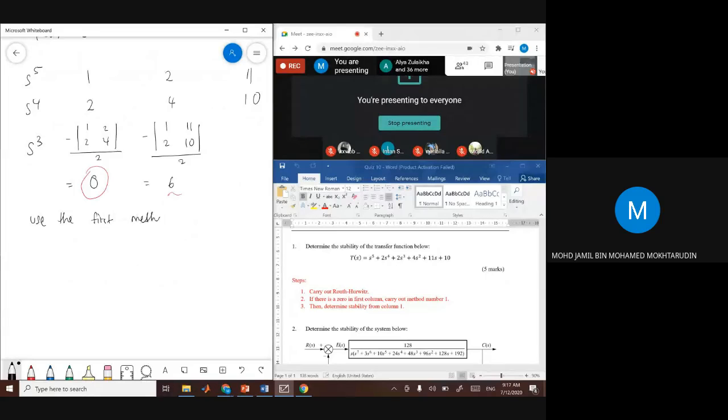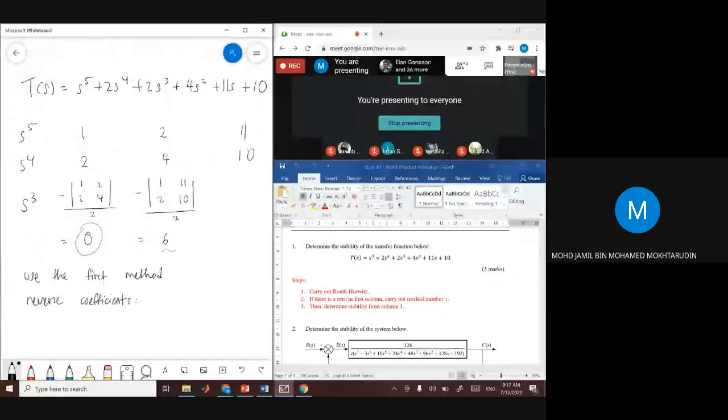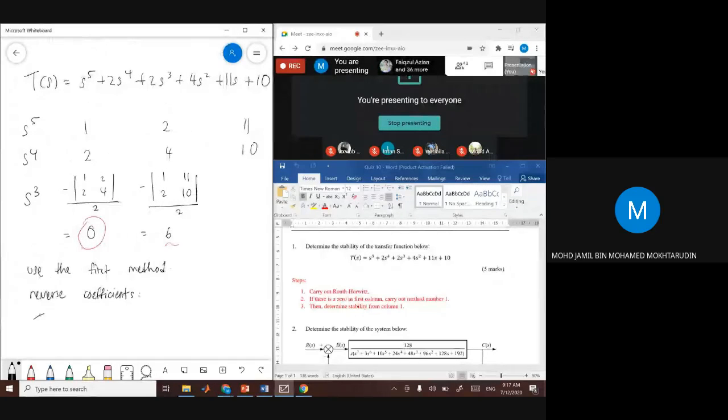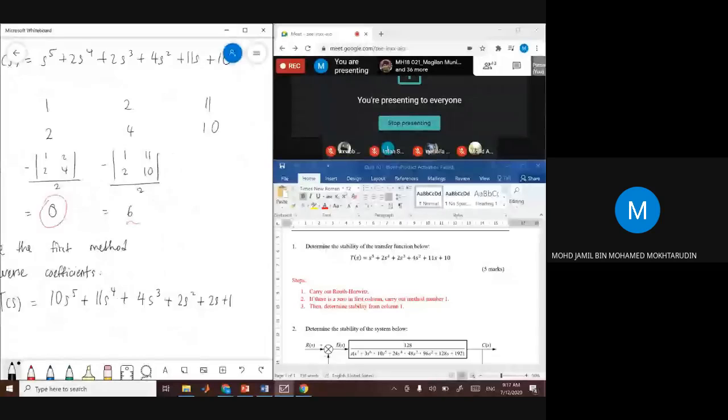Okay, so I prefer to use the reverse coefficient method. So you get new T S equals 10s power 5 plus 11s4 plus 4s cubed plus 2s squared. Okay, you reverse the coefficients and then restart the Hurwitz table.